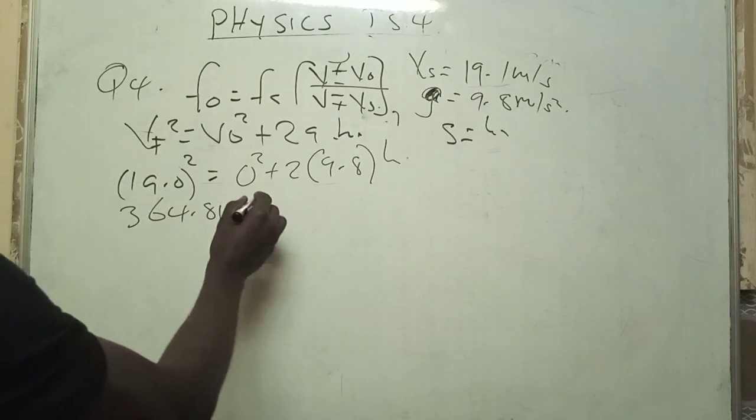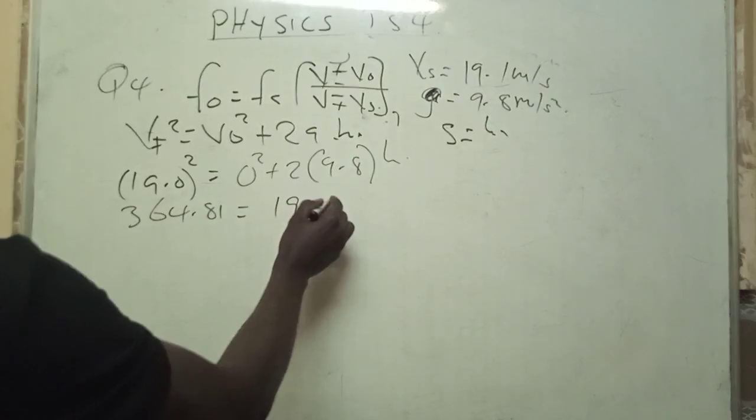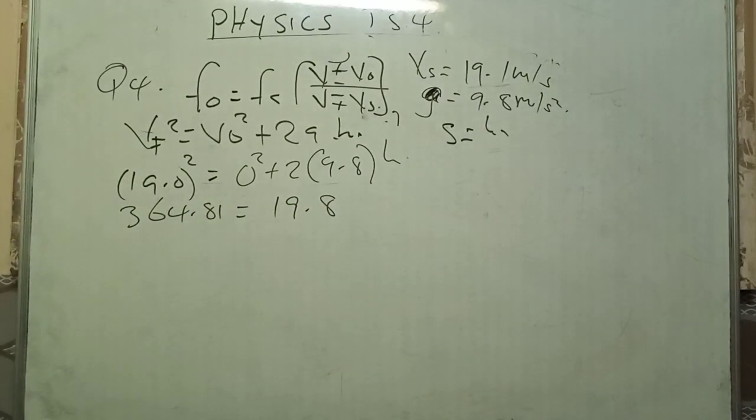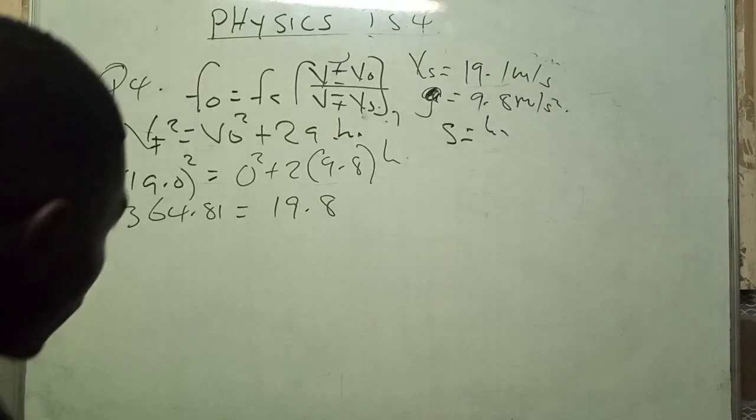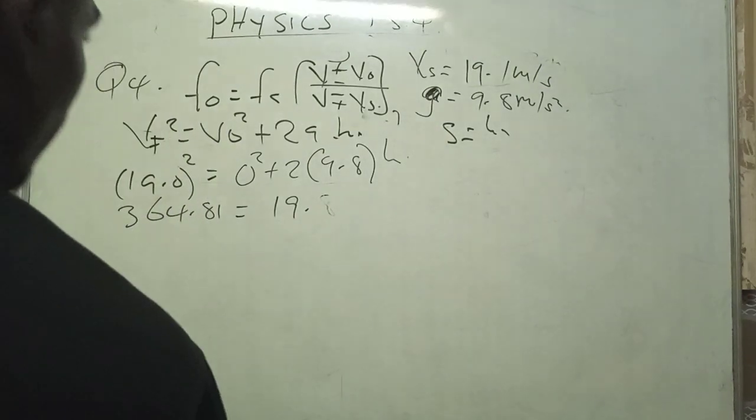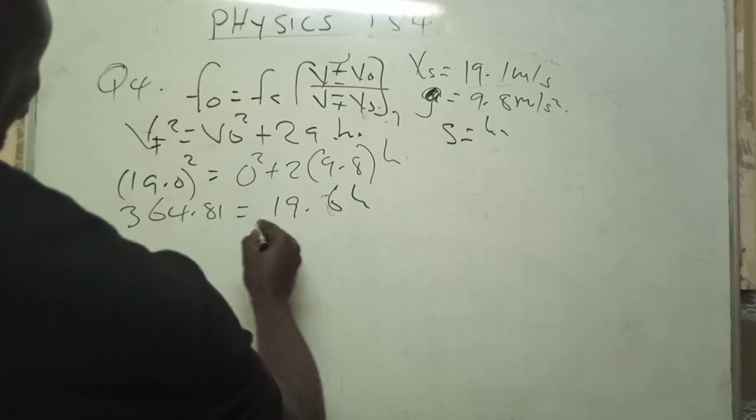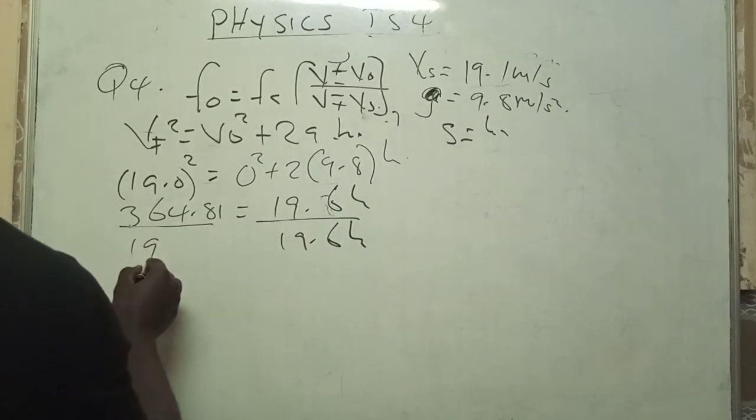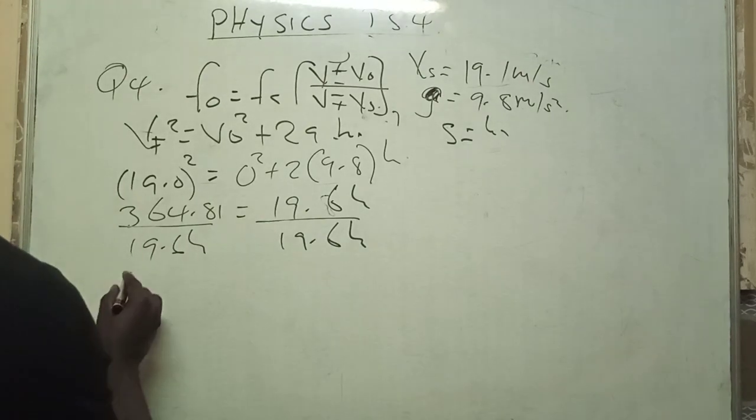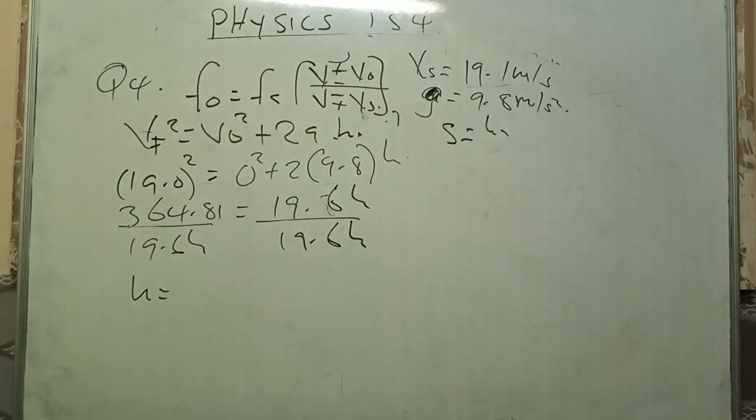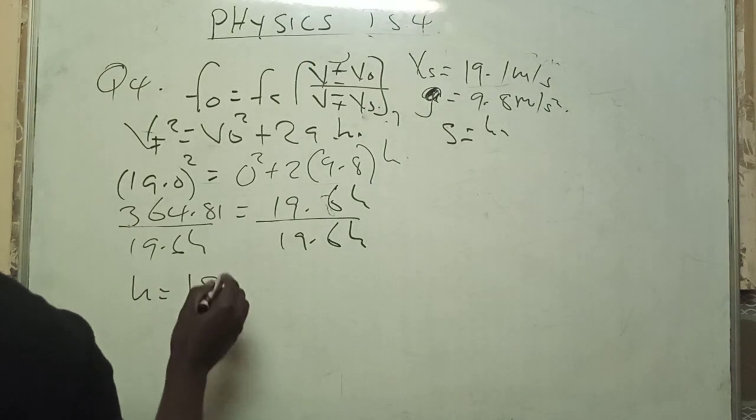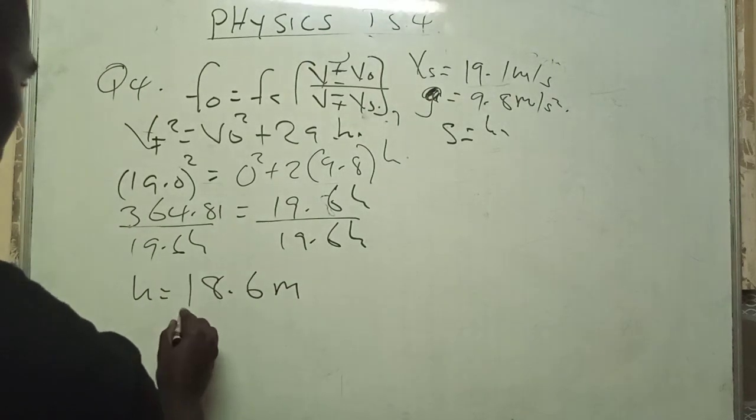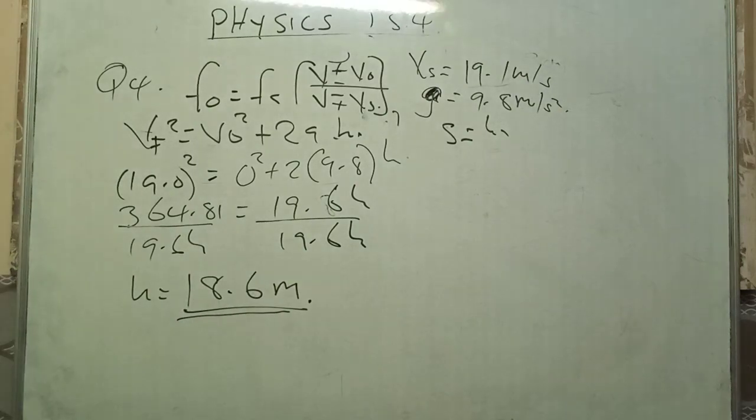364.81 is equal to, no, 19.6, supposed to be 19.6h. Therefore, my h, what is my h? 18.6 meters. So this is my answer for question 4. Okay.